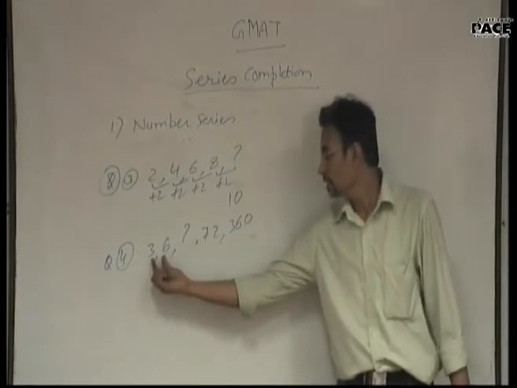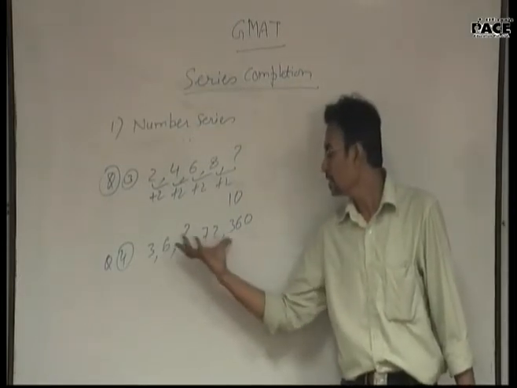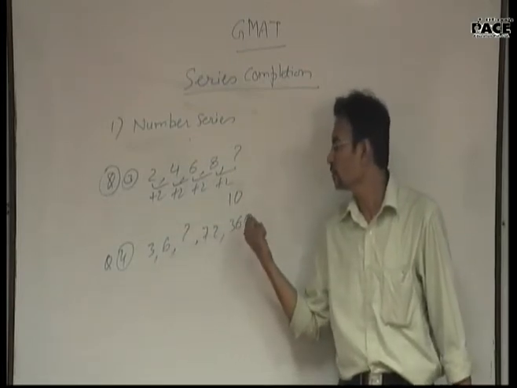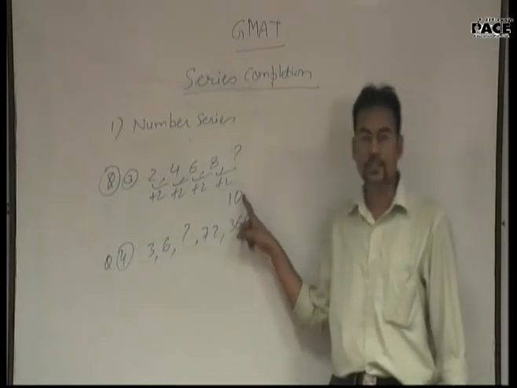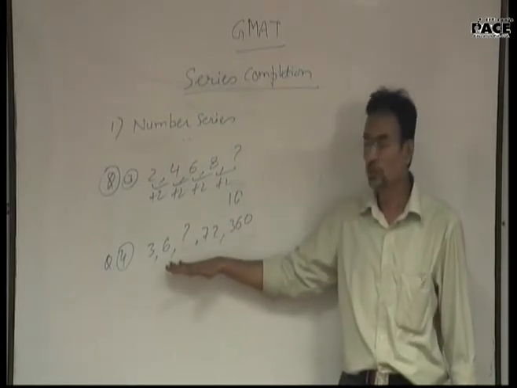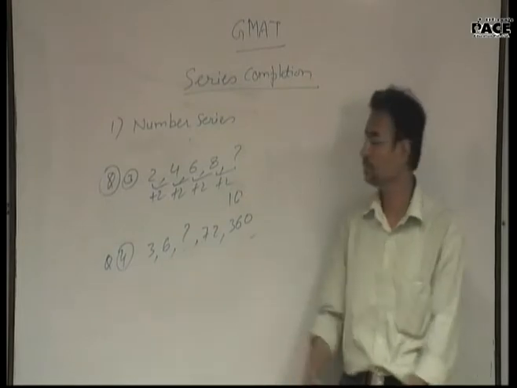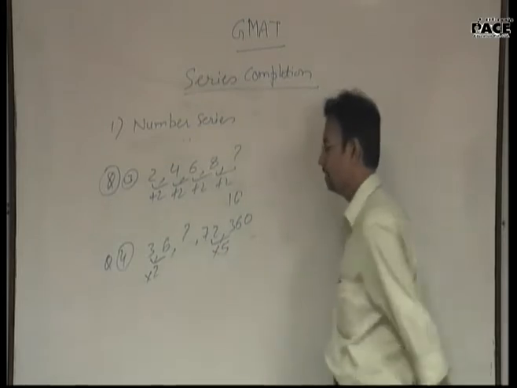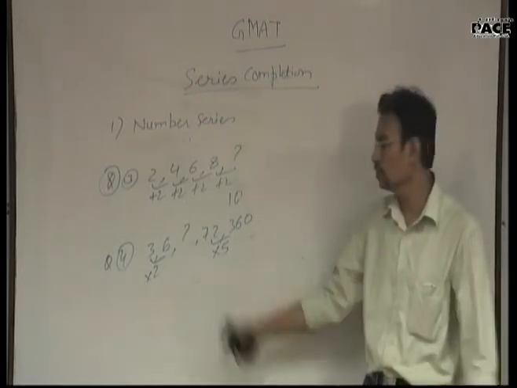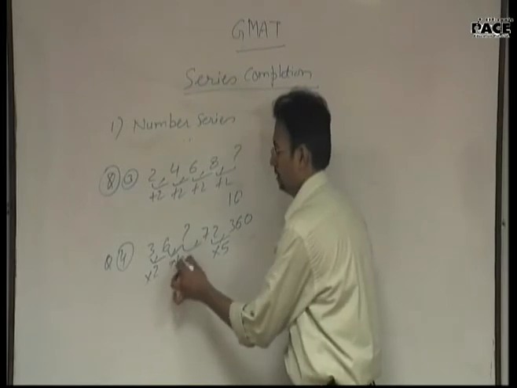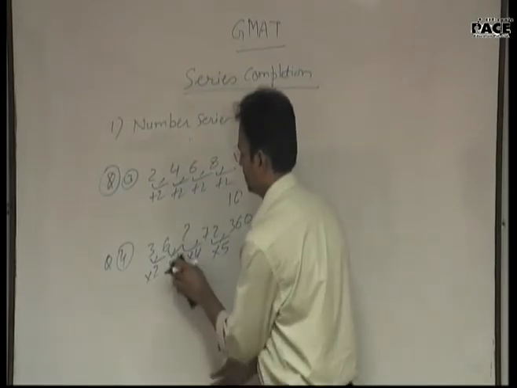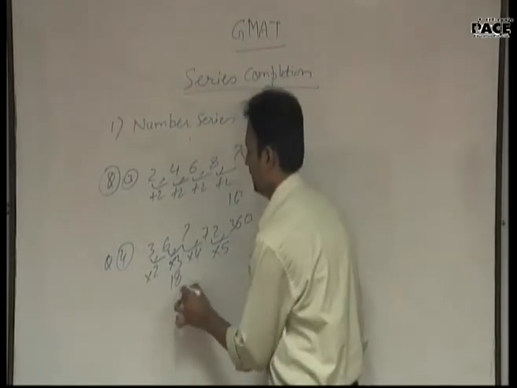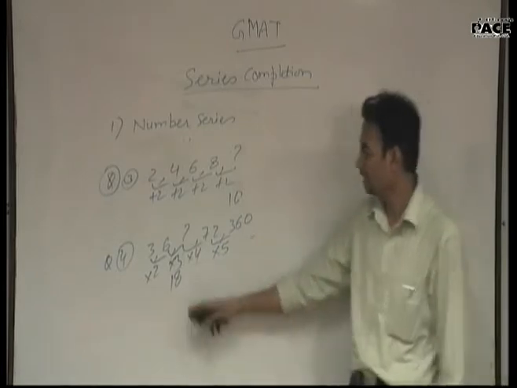Here we see the terms are increasing very fast. See, 3, 6, in the 5 terms we reach up to 360. Here we reach up to 10 only. So there is something to do with multiplication in this case. We check it out. It is 2 times, it is 5 times. So we can distribute in 3 and 4. Sorry. 6 into 3 is 18 and 18 into 4 is 72. So the correct answer will be 18.